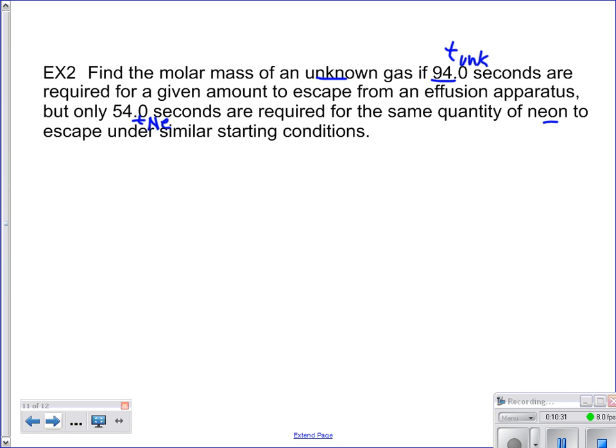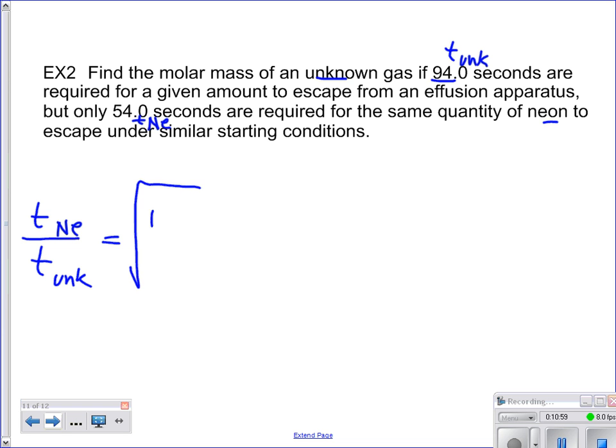So when we set this up, we're going to set it up saying time of one divided by time of another. It does not matter. Just choose one. Someone call one out. Start with unknown. Neon. So neon on top, unknown on bottom, doesn't matter. You're going to see sometimes, though, that the math might be easier in some directions than the other. But so we've got that.